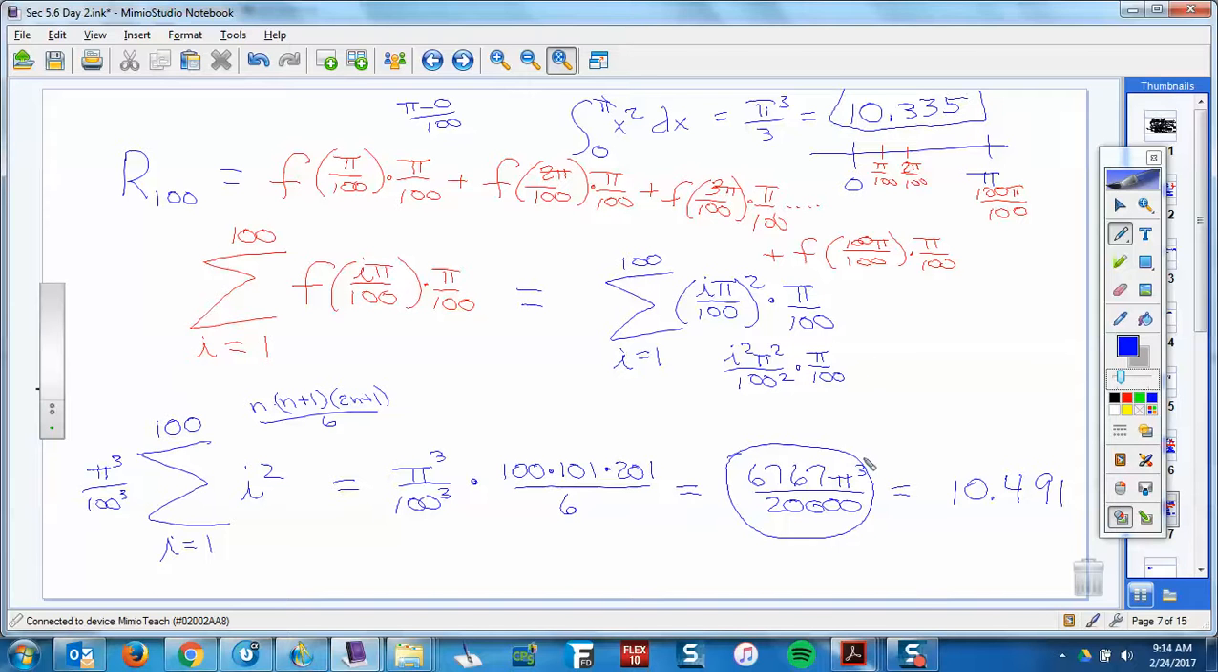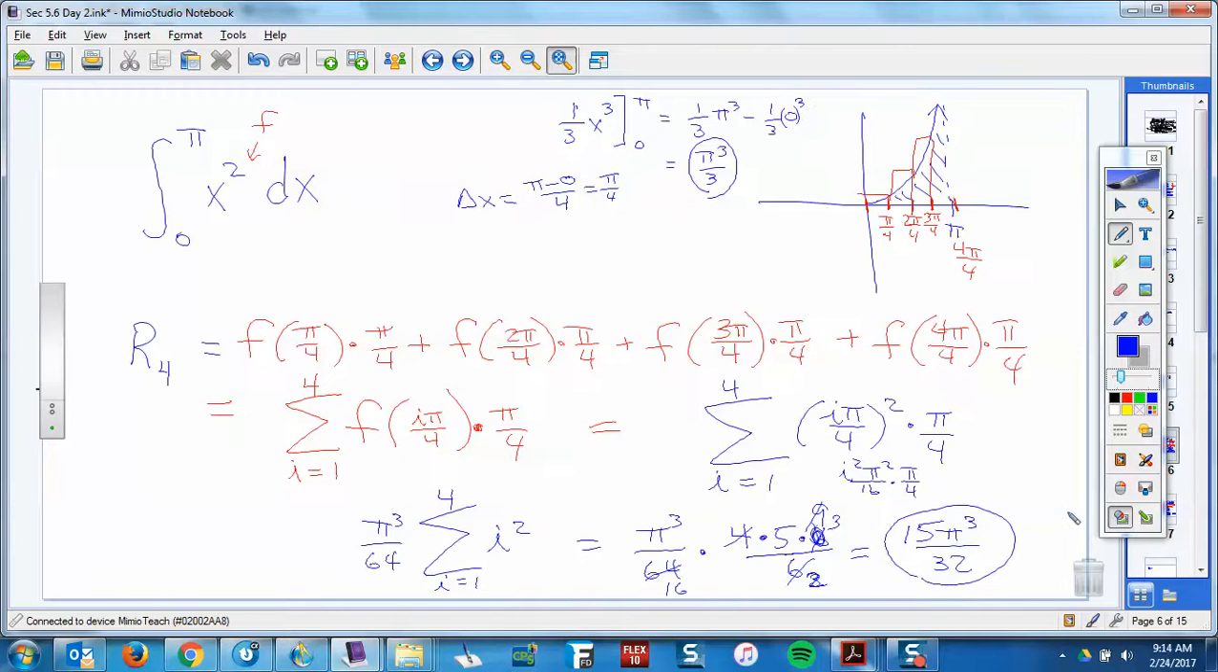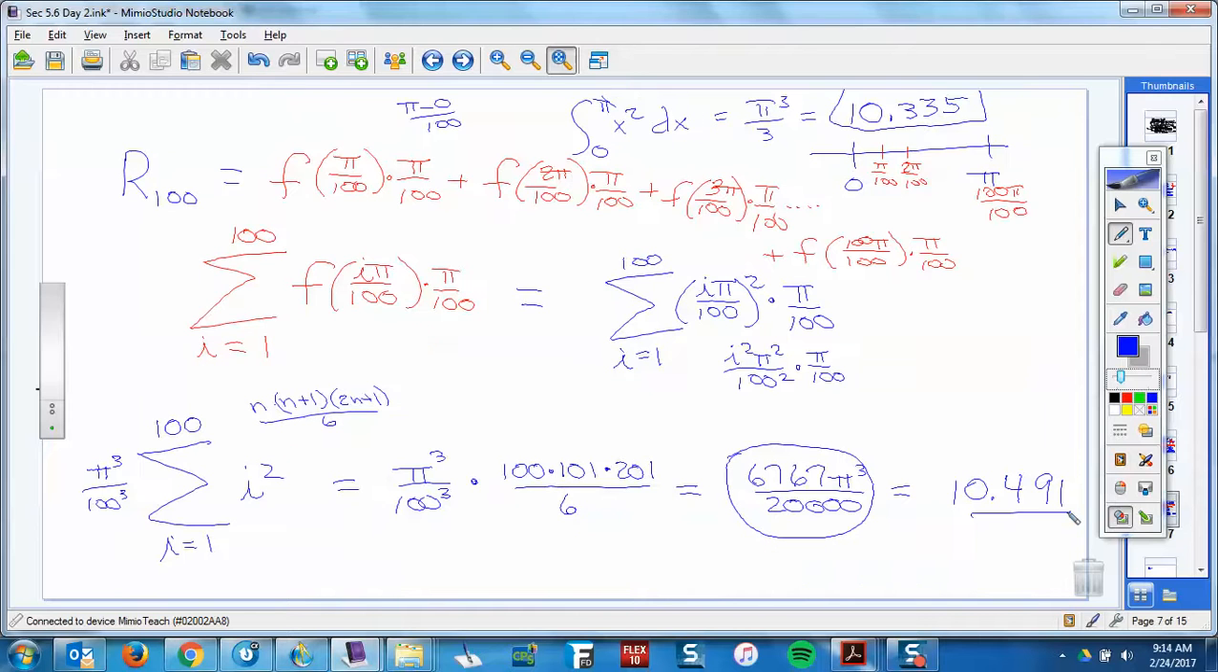Now, does it make sense that we still are a little too big? Because they're right rectangles, and we looked at this picture here, the right rectangles are going to be a little bit too high. But if we have 100 of them, that's pretty good, right? That's pretty close. Okay, see, that wasn't bad for writing it. It was pretty quick for doing 100 of them.